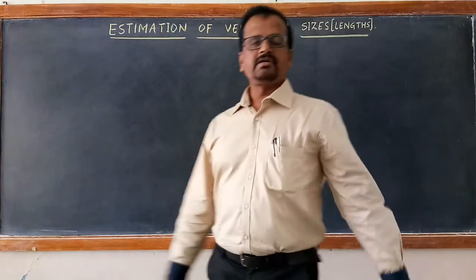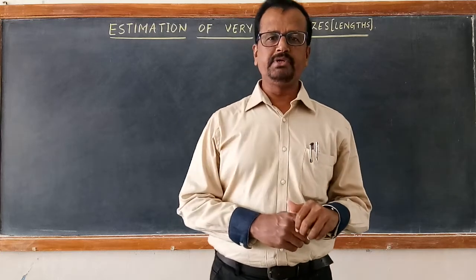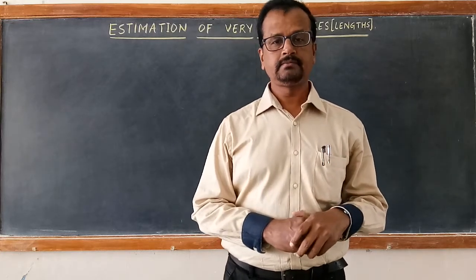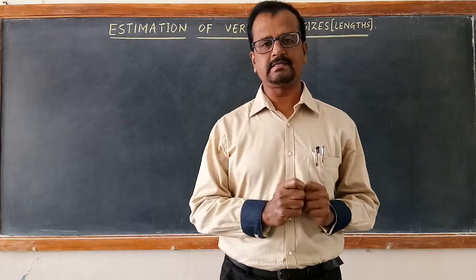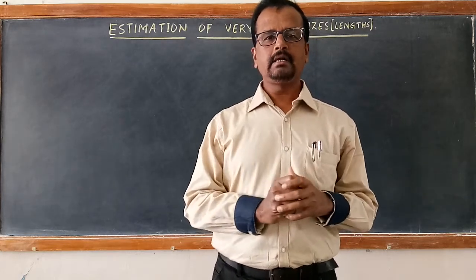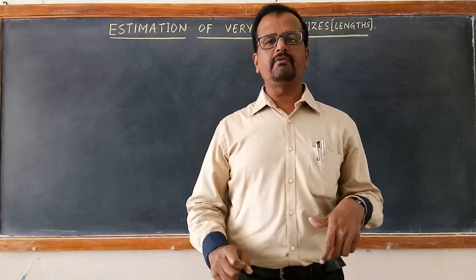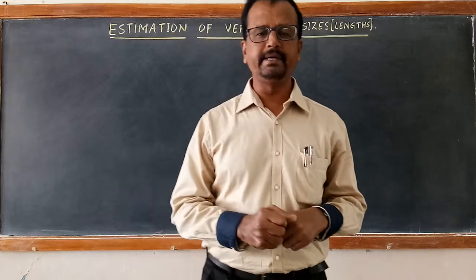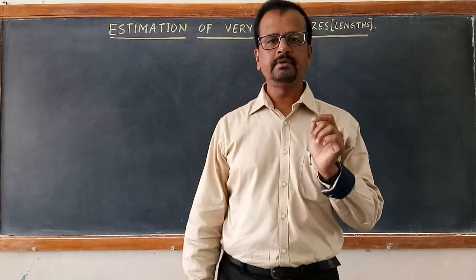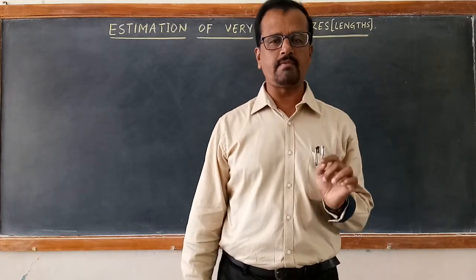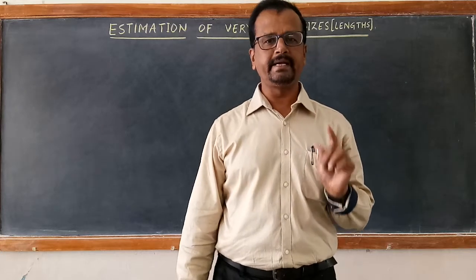Good morning, students. In the last session, we have studied about estimation of large distances. Today, we will learn about estimation of small sizes, small lengths, like small size of a molecule. Molecules will be of the order of 10 to the power of minus 8 meter to 10 to the power of minus 10 meter. They will be of the order of size of 1 angstrom. 1 angstrom is equal to 10 to the power of minus 10 meter.